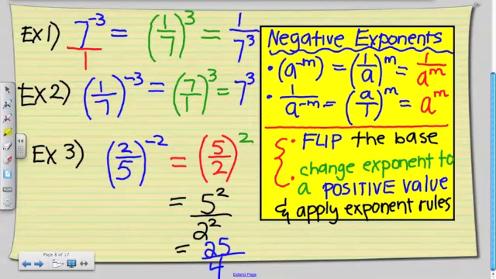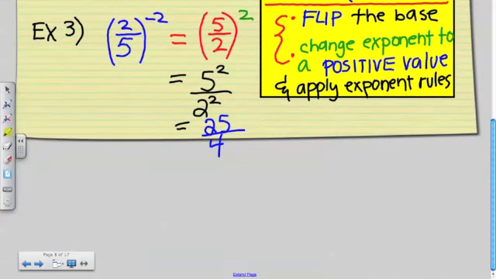We can't simplify this fraction any further because 25 doesn't divide easily into 2 or 4, so we can leave that as our final answer. Okay? Pretty good?